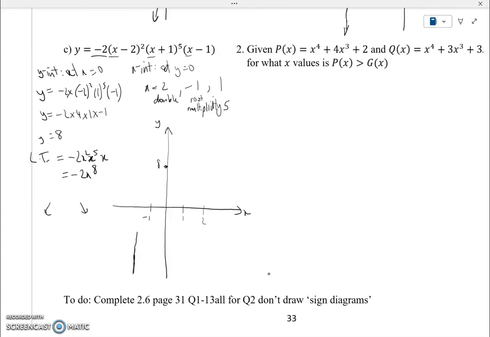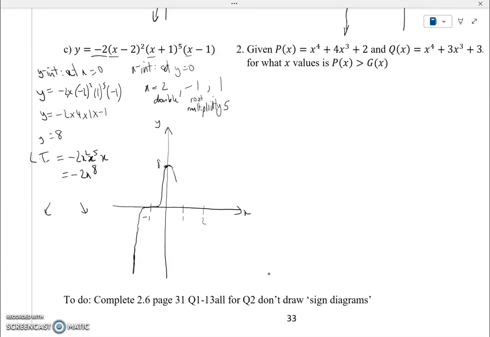So -1 is a root of multiplicity 5. It's an odd multiplicity, so we're going to go from negative to positive there. Just like a horizontal point of inflection, but very flat, like a root of multiplicity 3. Got to go up through that 8. We need to start heading back.